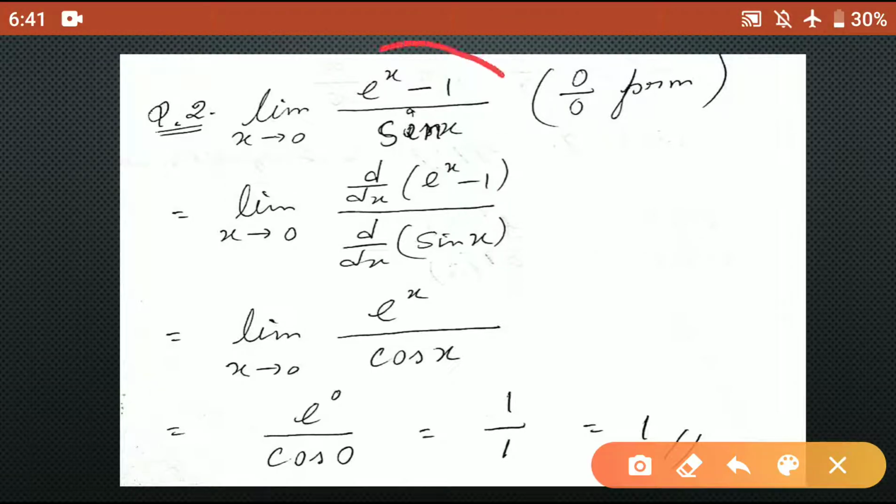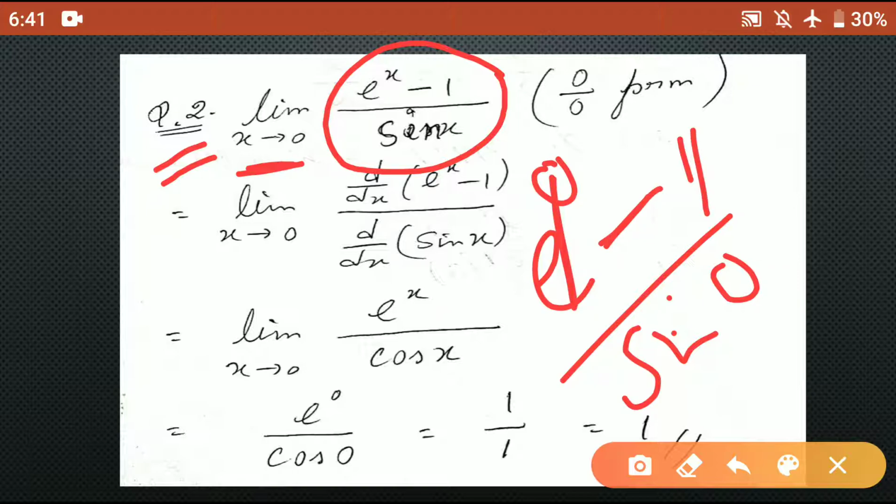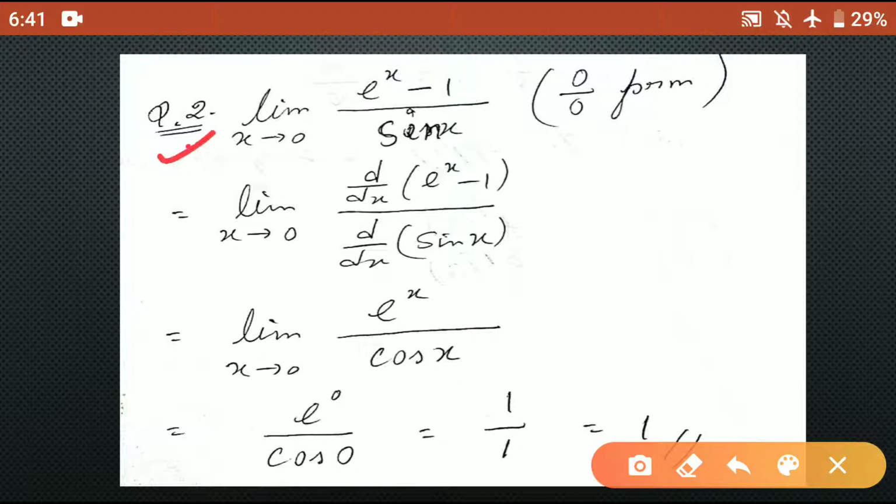Here the function is (e^x minus 1) divided by sin x, and the limit is x tends to 0. First, you directly put x equal to 0 in the given function. So it becomes (e^0 minus 1) by sin 0. e^0 means 1, so 1 minus 1 means 0. So the numerator part is 0. Again sin 0 is 0, so the denominator part is also 0. Therefore, whenever we put the limiting value in the given function directly, it goes to 0 by 0 form. Okay, therefore we can apply L'Hospital rule here.